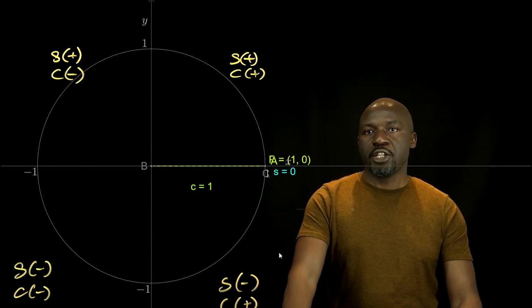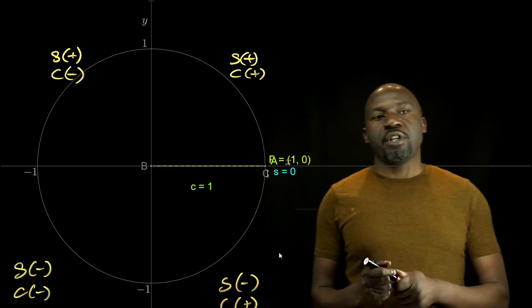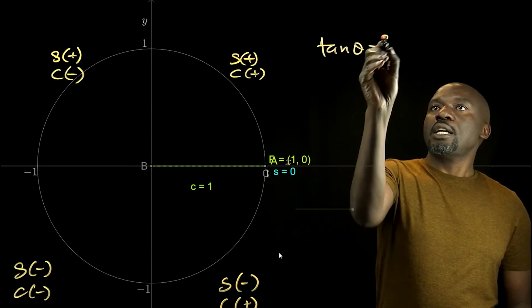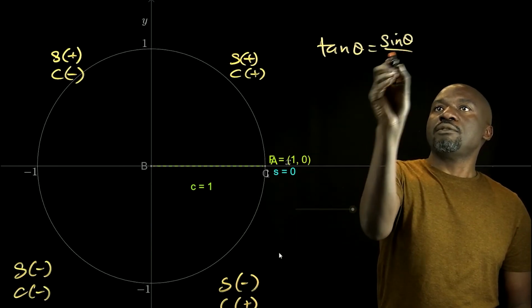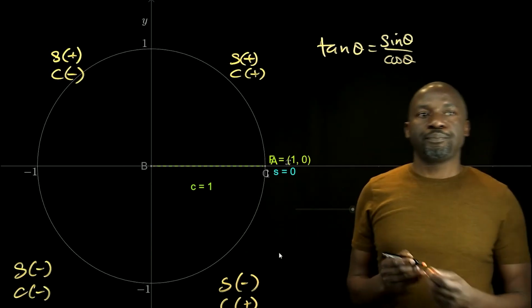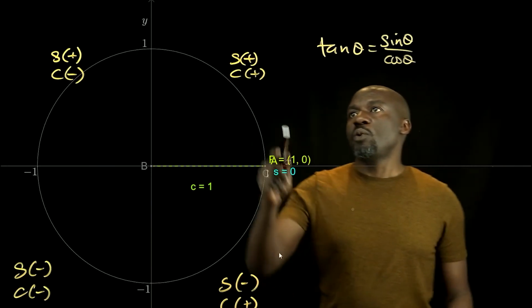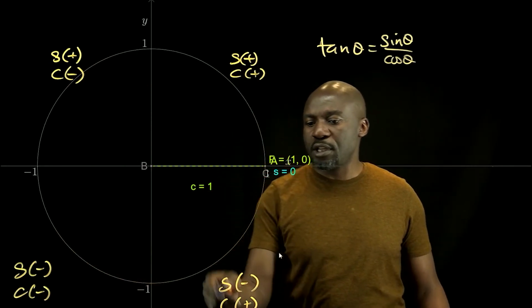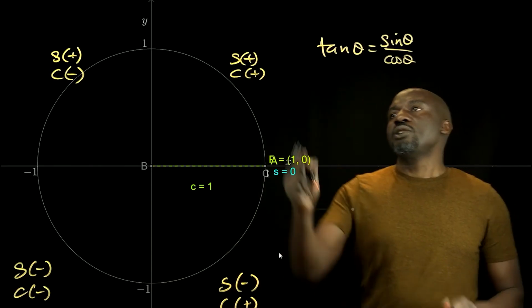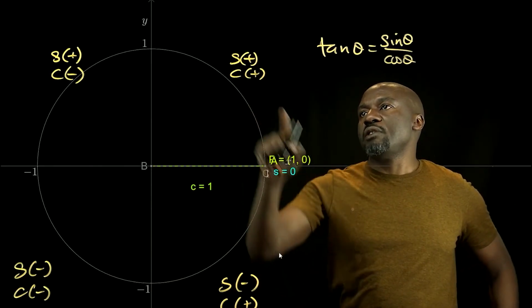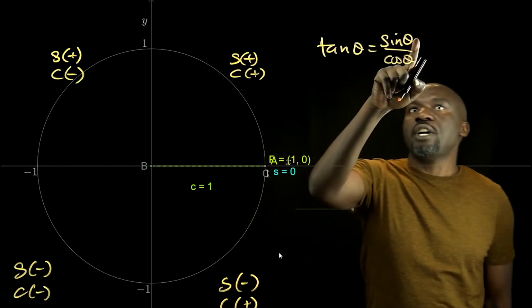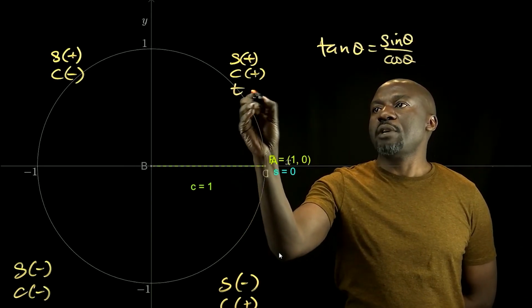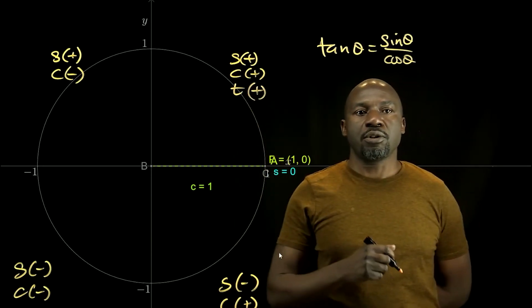Let's talk about tangent. We agreed previously that the tangent of an angle, tan of theta, is sine of theta divided by cosine of theta. And that means we can use sine and cosine to determine where tangent is positive and where it is negative. So here, sine is positive and cosine is positive. So when you divide a positive number by a positive number, we get a positive number. So the tangent here is also positive.